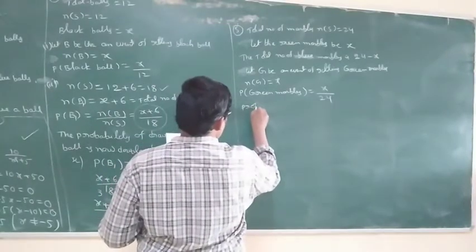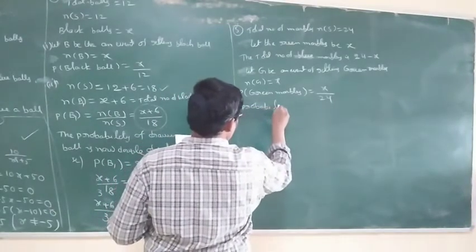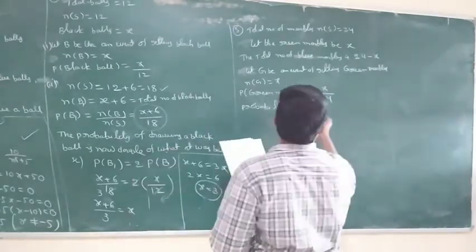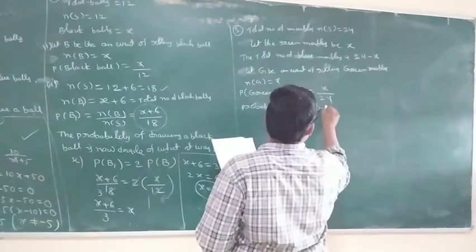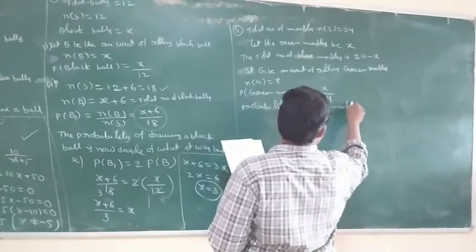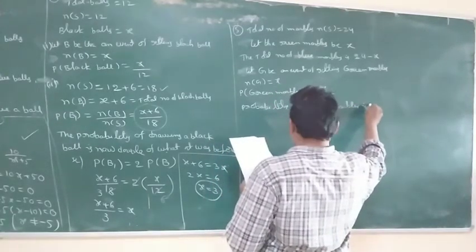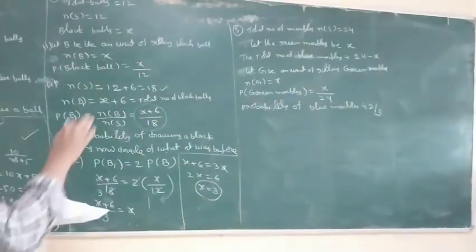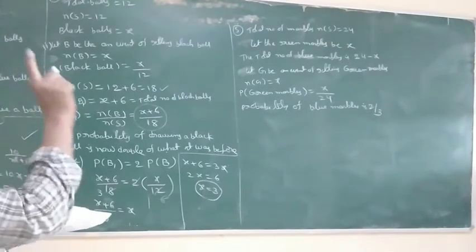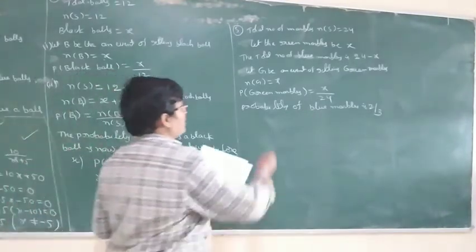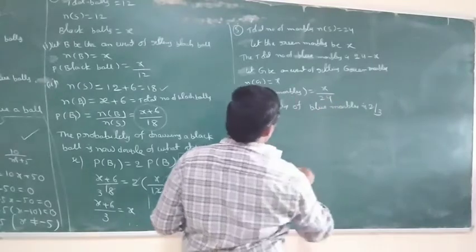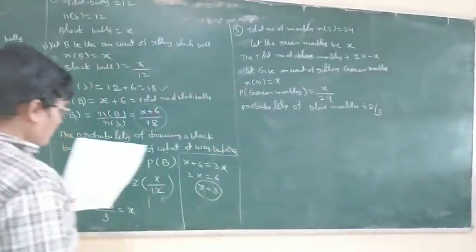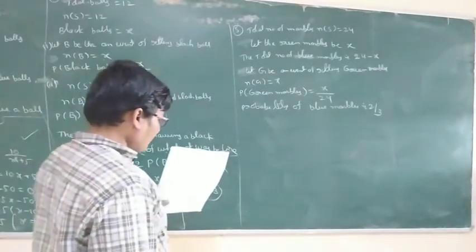Probability of blue marbles is 2 by 3. Probability of green marble is given, total number of marbles given. So probability of green marbles is equal to x by 24. Probability of blue marbles is equal to 2 by 3.